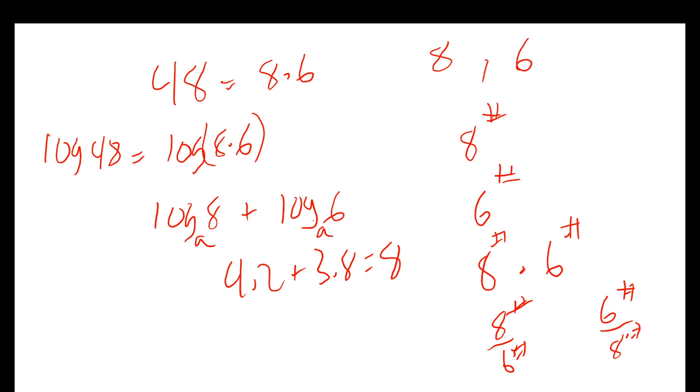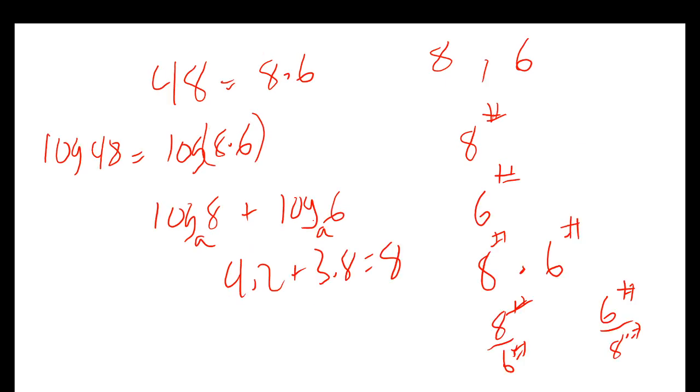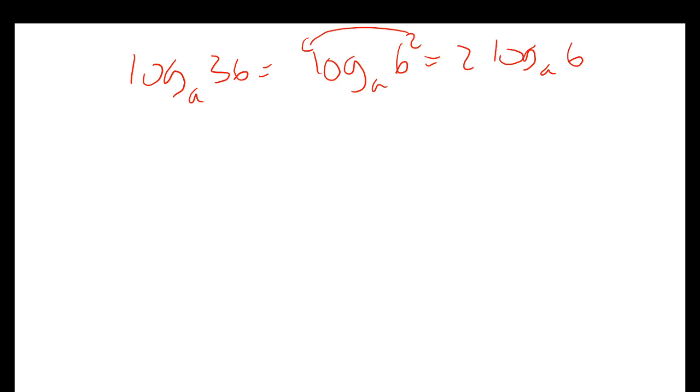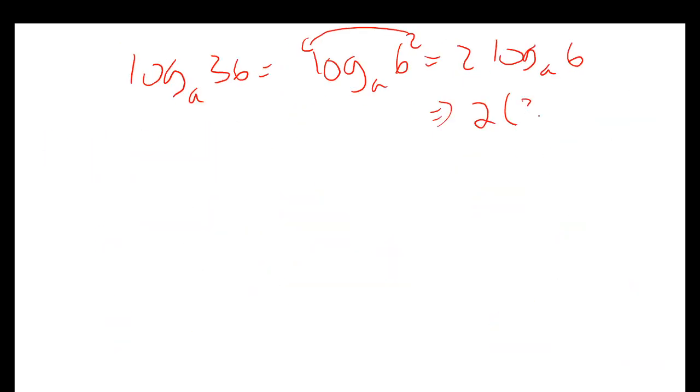Anyway, any questions on this? All right. Now, log A 36. Hopefully, it's starting to get a little bit easier. Log A 36 is log A 6 squared. The 2 is going to jump out front. And you're going to get 2 log A 6. And once you do that, you're going to get 2 times 3.8, which is 7.6.